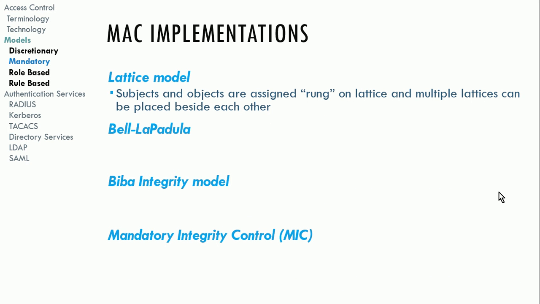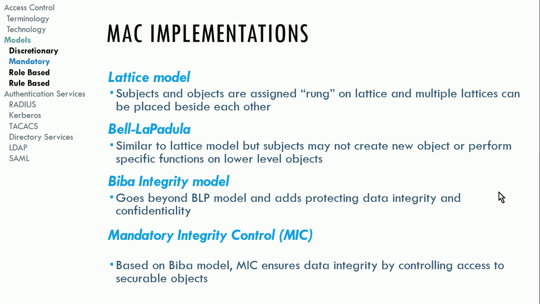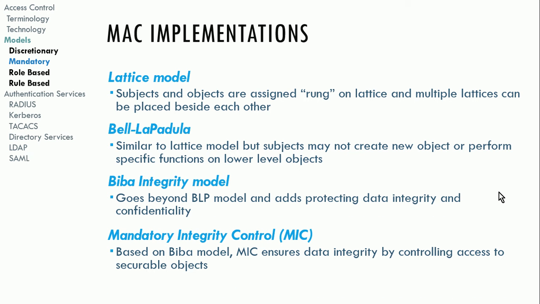So these are some of the mandatory access control models that your book talks about. The lattice model, Bell-LaPadula, which is probably one of the most common that people talk about, which is very similar to lattice. But a subject cannot create new objects or perform specific functions on lower level objects. So that's our read up but no write down, for example. There's the Biba integrity model, and the mandatory integrity control model, or MIC, which is a derivative of Biba. So these are just 4 models. Again, you can read about them in your textbook, but these are 4 mandatory access control models.